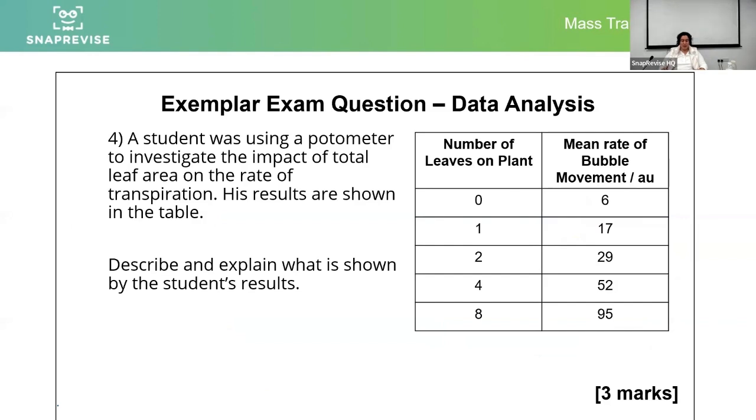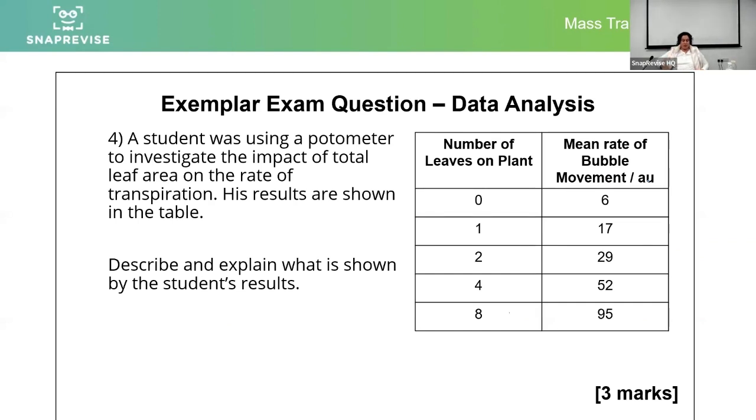A student was using a potometer to investigate the impact of total leaf area on the rate of transpiration. His results are shown in the table. The number of leaves on the plant represents the total leaf area, obviously, and the mean rate of bubble movement on the potometer, of course.